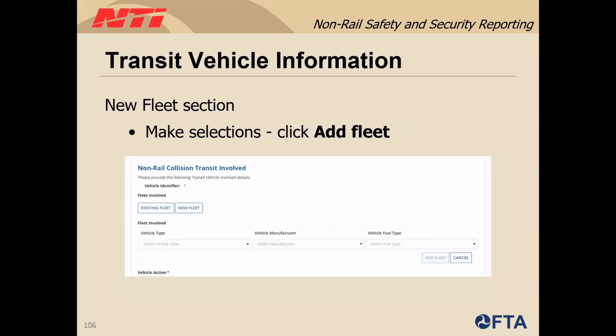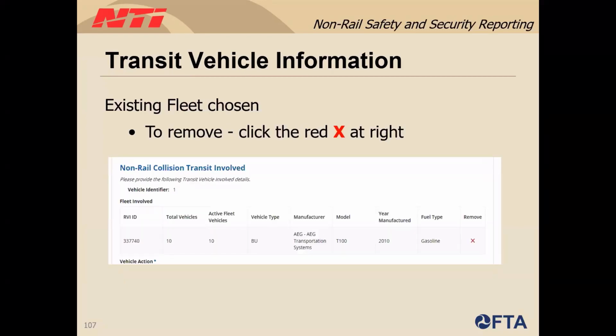If the vehicle is not listed with the existing fleet, the user may add a new vehicle by clicking on the New Fleet button. The grid will display drop-down boxes to select a vehicle type, vehicle manufacturer, and a vehicle fuel type. These are lists of all possible options, unrestricted to the agency's A30. After making your selection, click on Add Fleet. This is a screenshot after clicking on the Add Fleet. If you need to make a correction, click on the red X under the Remove column heading and start over.